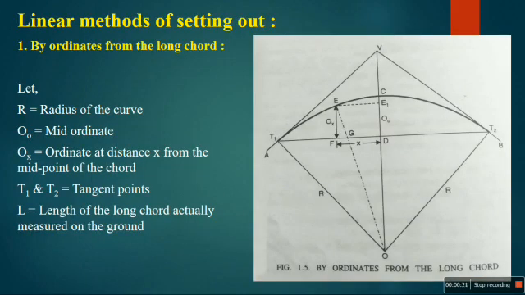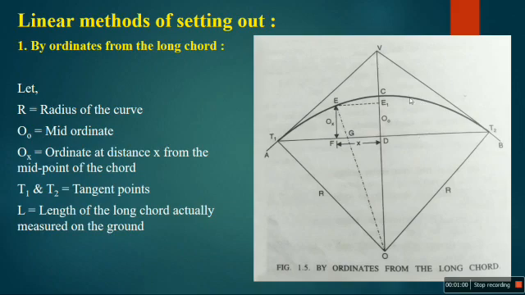Linear methods of setting out. Here we have to derive the equations for the methods of setting out of a simple curve. First, start with the y ordinates or offsets from the long chord. It means whatever the long chord is, you have to take the offsets from this long chord at some distances from the center, along this side as well as this side. Then, whatever the offsets are here, you have to join those points. You will get this simple curve in the field.